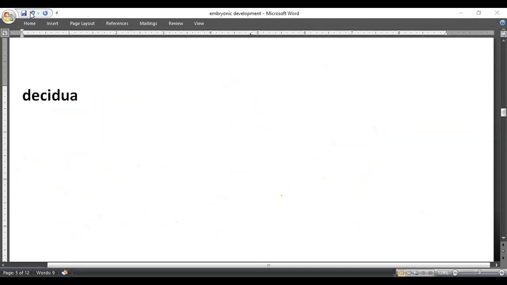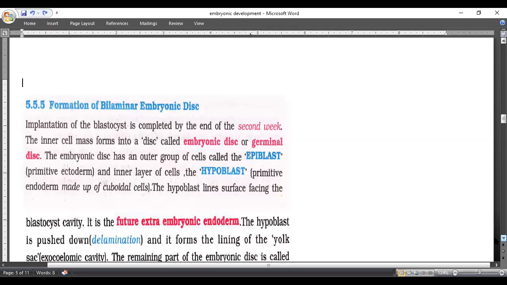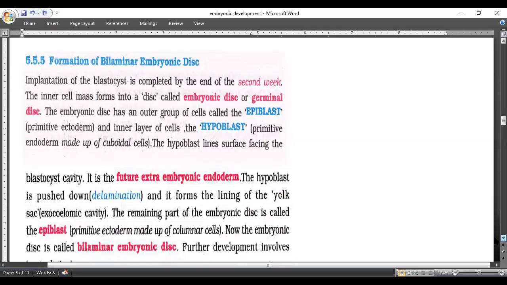So now let's move back to our story. We said the implantation is over. After the implantation, the endometrium layers became decidua, and I explained decidua basalis, capsularis and parietalis. Now we'll discuss what the blastocyst is doing after the implantation. Implantation of the blastocyst is completed by the end of the second week.